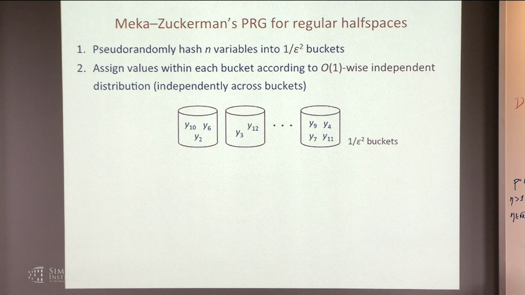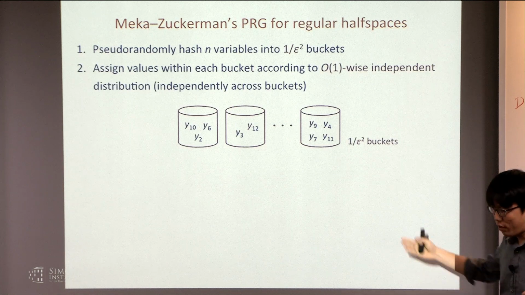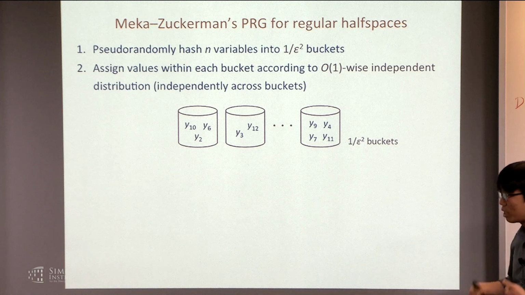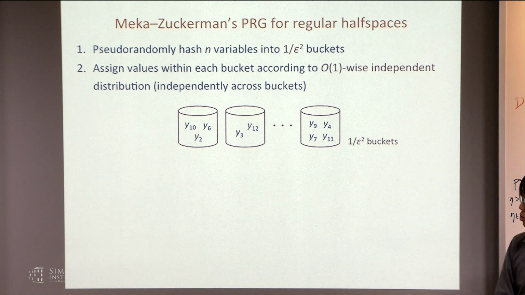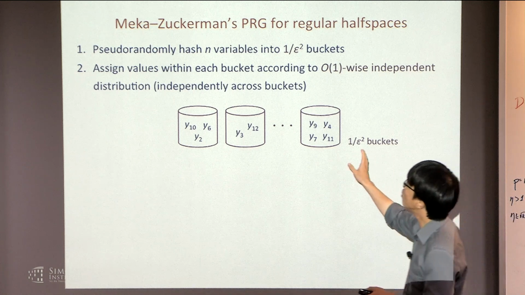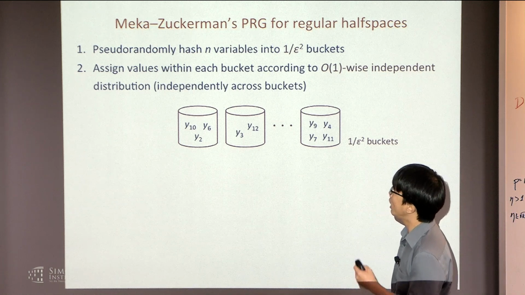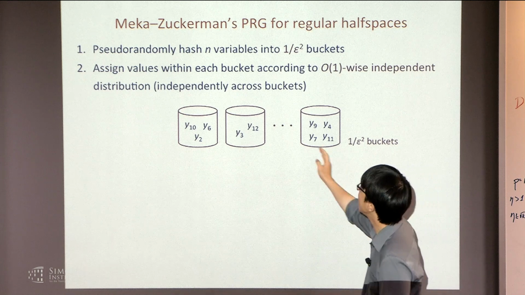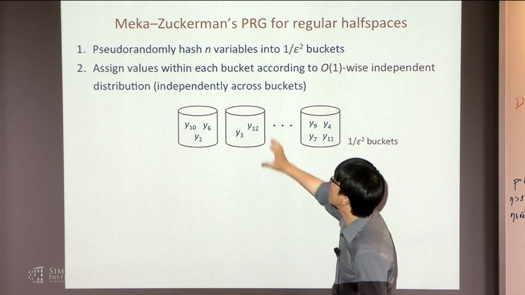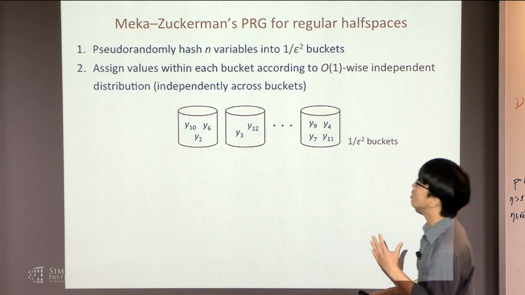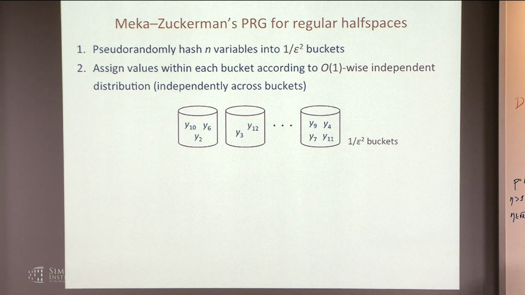Really nice. Okay, so let me tell you a little bit about the structure of the generator. They have n variables. We want to use a randomness efficient way of feeding values to them. They hash them into 1 over epsilon squared many buckets. The quantitative parameters are perhaps not super important for this talk. Because there are so few buckets, they can afford to do this independently across buckets. Independently across buckets, they assign the variables that fall in that bucket according to a constant-wise independent distribution.